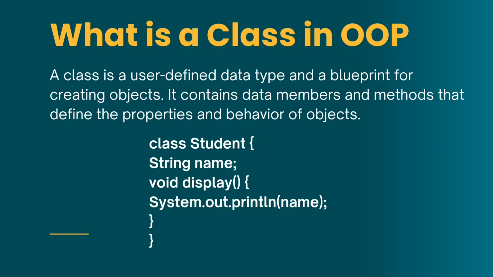What is a class in OOPS? A class is a user-defined data type and a blueprint for creating objects. It contains data members and methods that define the properties and behavior of the objects.